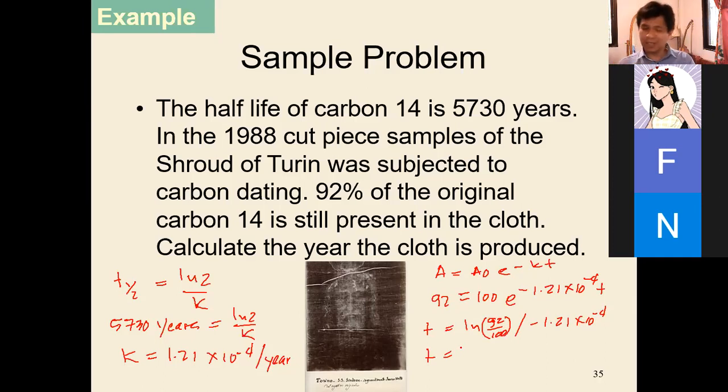Malinaw naman ang argument lang ng ln, yung 0.92 lang, or yung 92 divided by 100. Huwag nyo isasabi yung k nyo doon. Okay, divided by negative 1.21 exponent minus 4. So what they got? How many years? Gaano na katanda yung... Yes, 689. Very good dyan. 689 na, very good Evelyn, very good Carla. 689 years old na yung Shroud of Turin.